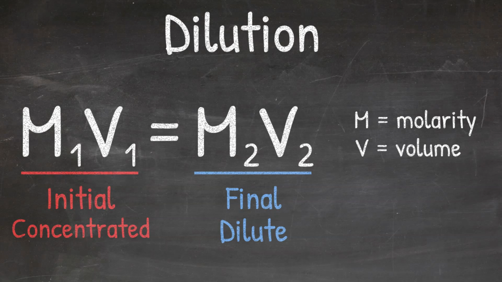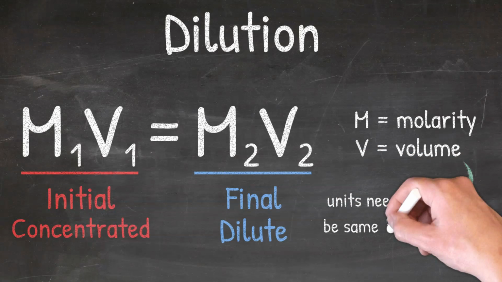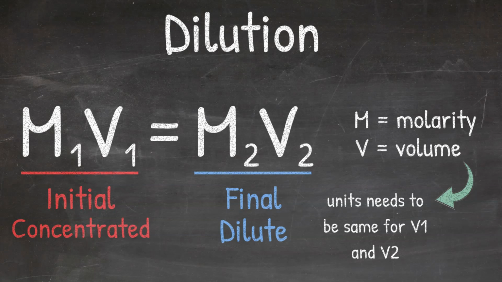diluted solution. When solving this formula, it does not matter what the units are for volume as long as they are the same for both V1 and V2. So the volume can be in liters, milliliters, or any other volume unit. Just make sure that V1 and V2 both have the same units. There is no need to convert the volume to liters like we would if we were doing a simple molarity calculation. Now that you know the dilution formula, let's look at some practice problems.